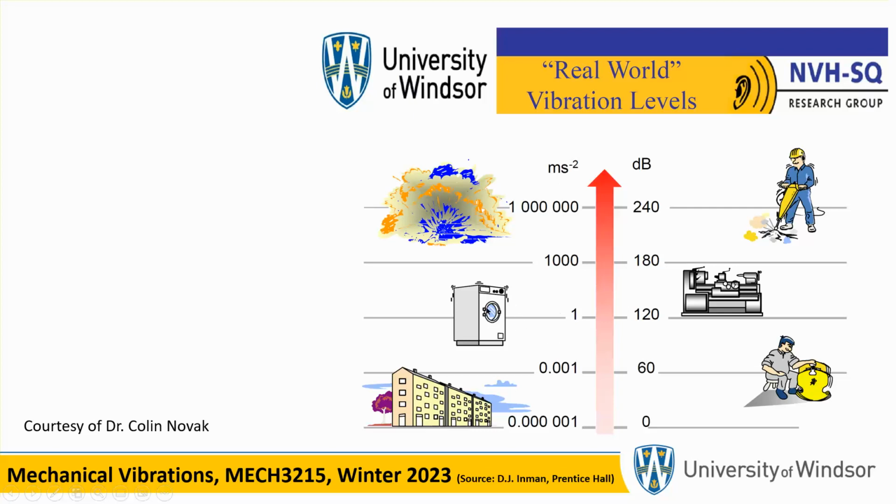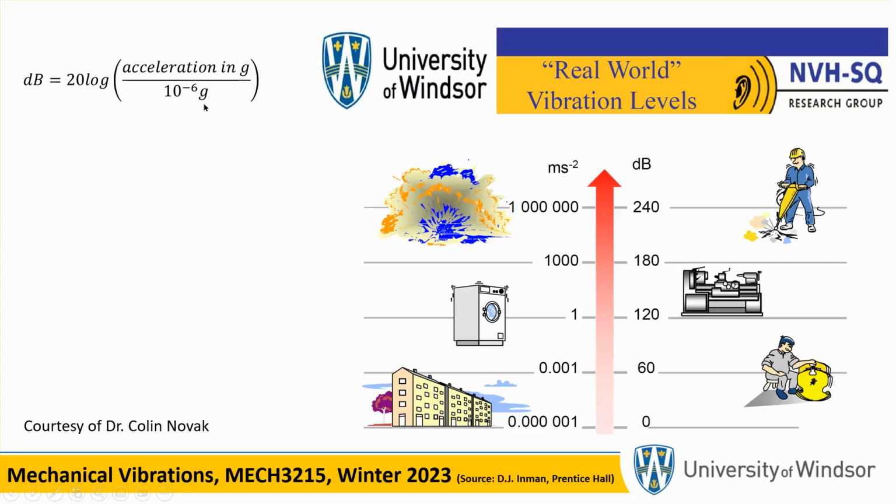We're talking about perhaps the vibrations that appear in a washing machine, 1 G, and then there's an explosion here, which is 10 to the 6 G. Now, there is another scale, which is called the decibel scale. The expression for the decibel scale is 20 log of acceleration in G divided by some reference.